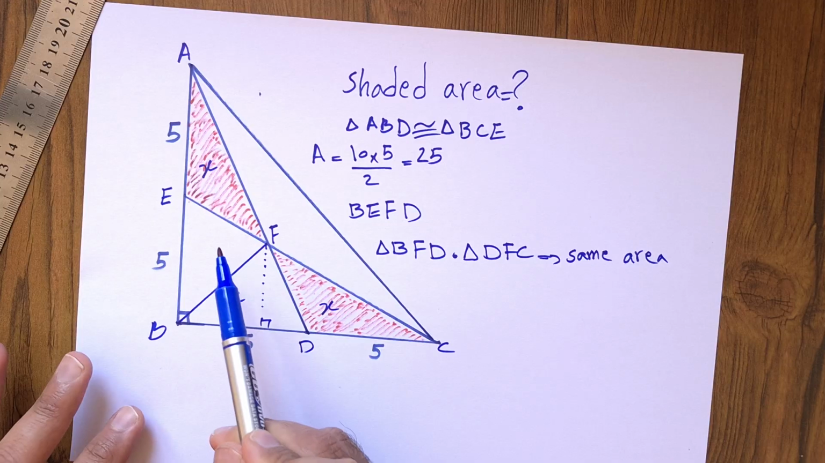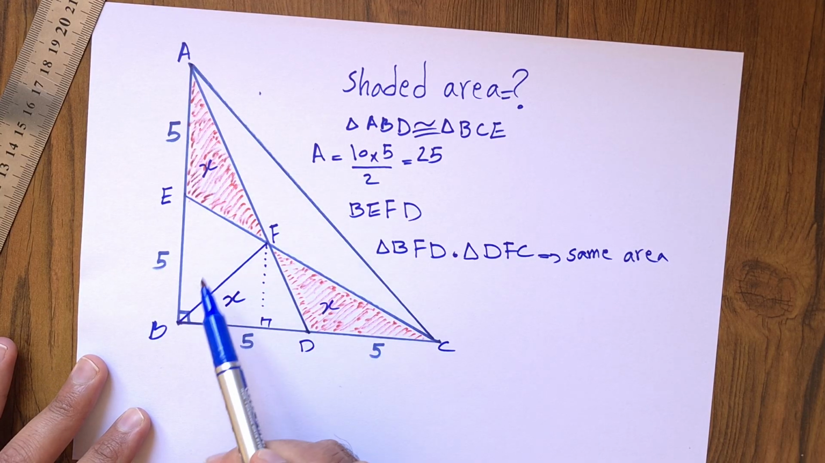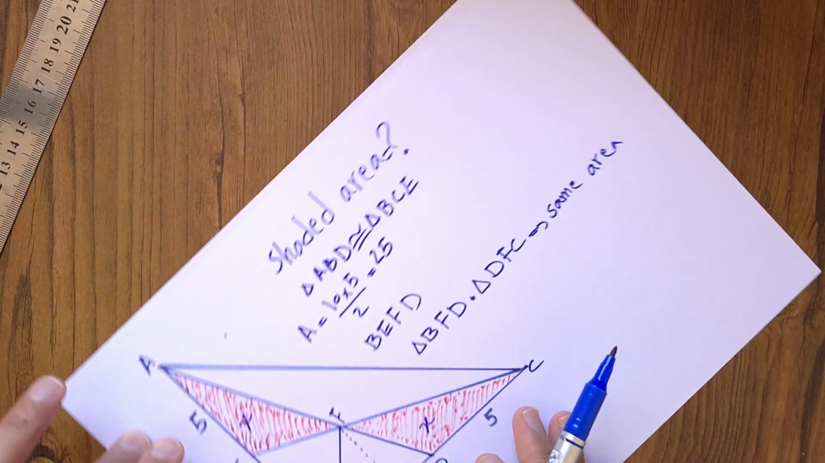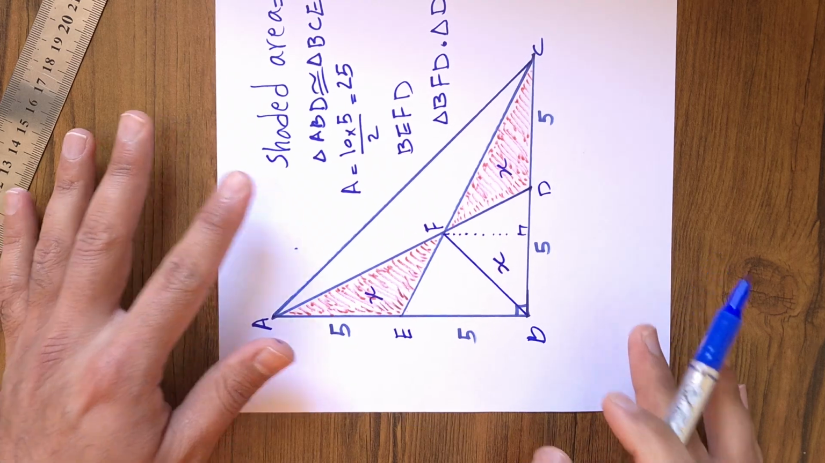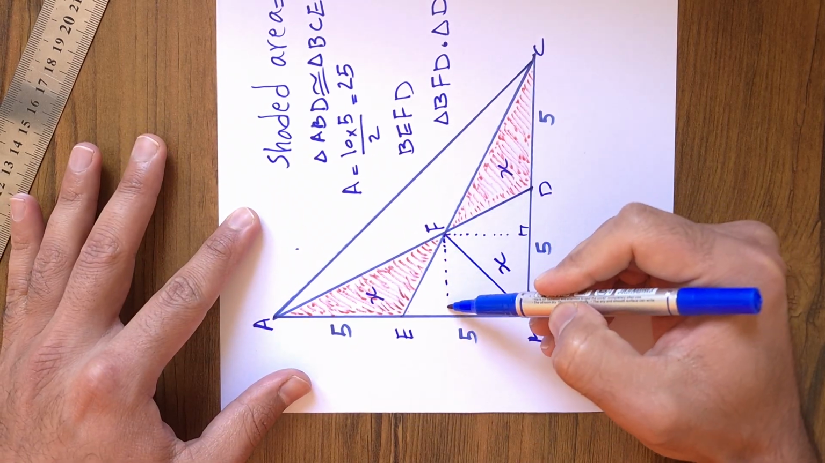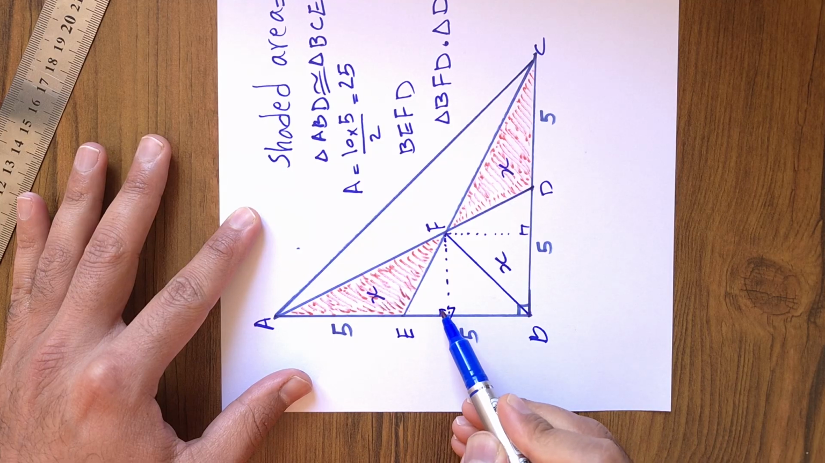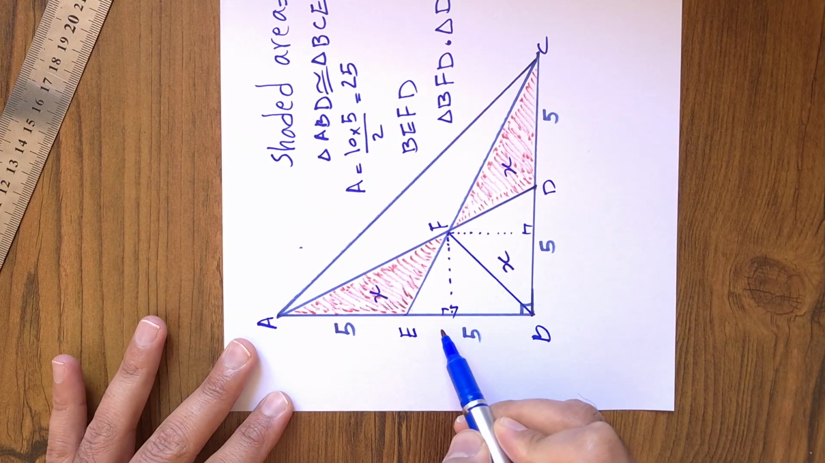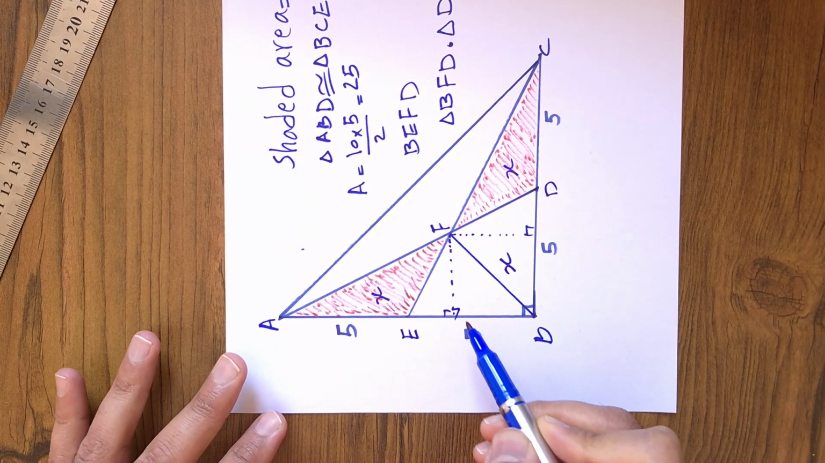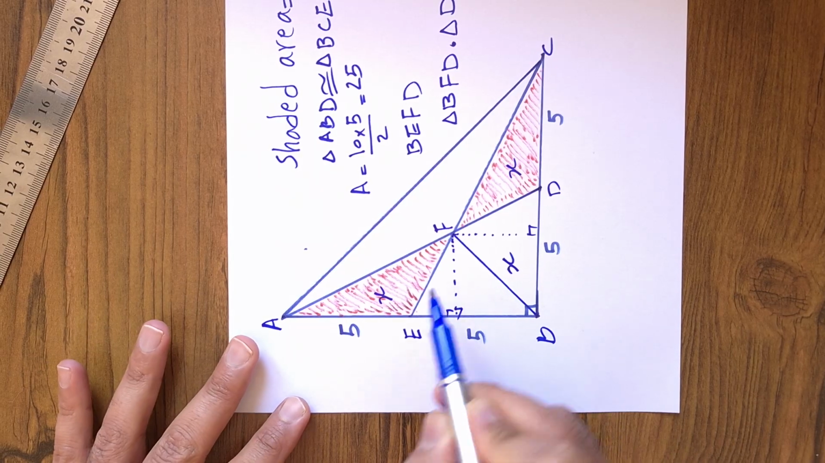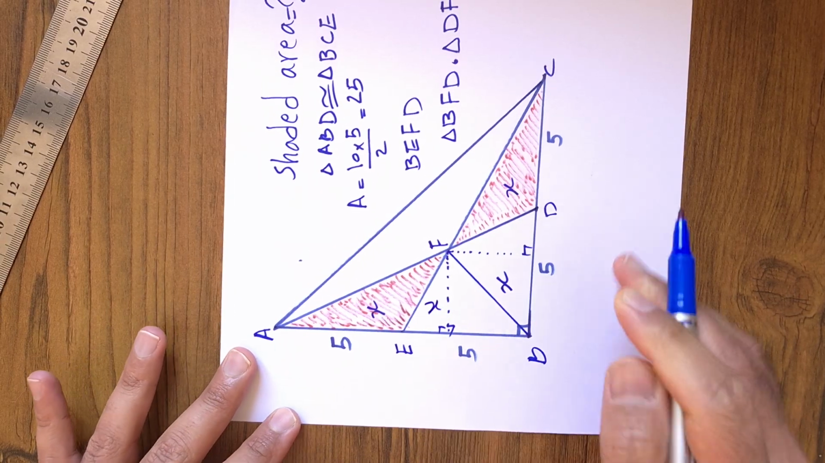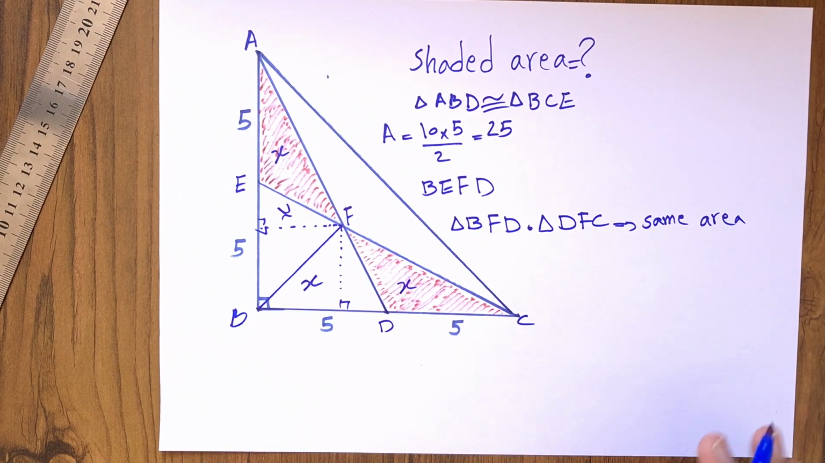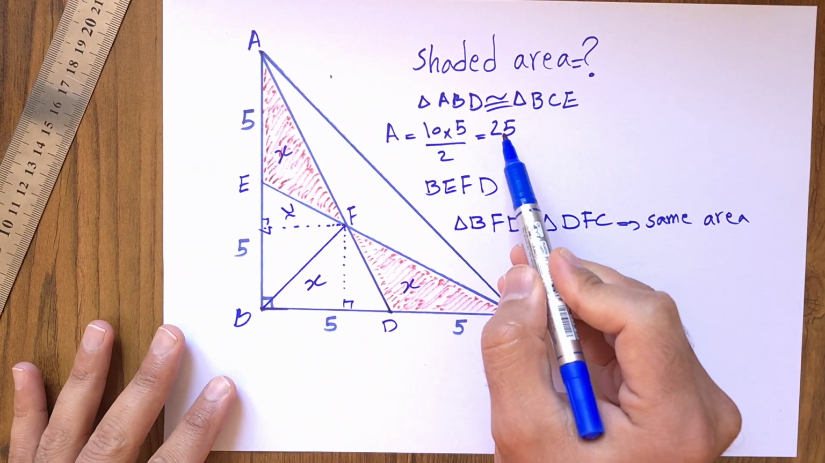Then we can say the same thing exactly for these two triangles, AEF and EFD, right? Let me rotate the paper here. Draw the altitude here as well. These two triangles have the same area, right? Because the heights are the same and the bases are 5 as well. So this is X. This also must be X. Now it's clear.